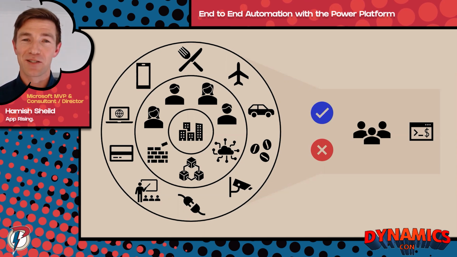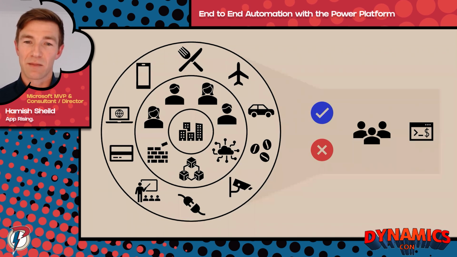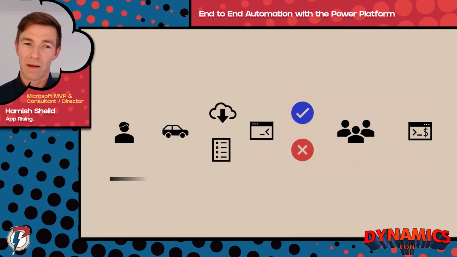But if you look at this diagram, it's quite overwhelming in terms of there's just so much going on. How do you know where to start? And so if we simplify this right down, when you're starting with the Power Platform and starting to automate a process, let's just start with a really simple use case, and then we'll scale out from there.